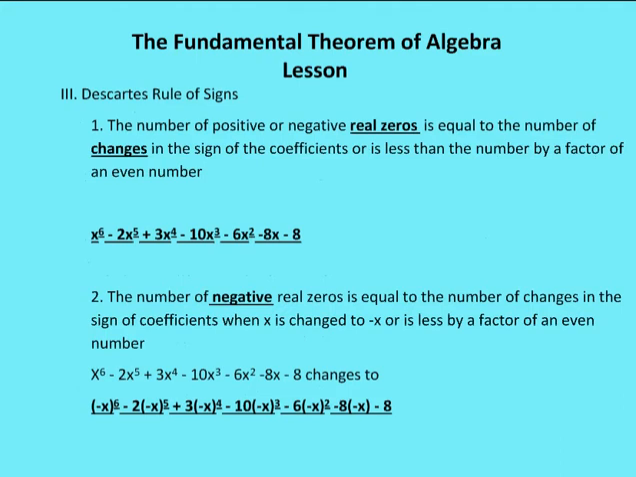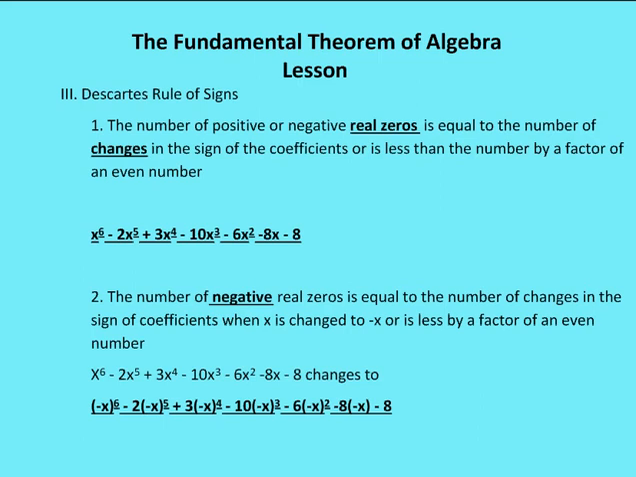All right, moving on. Descartes' rule of signs. And we're going to combine Descartes' rule of signs with the fundamental theorem of algebra to create a table in which we can determine the possible combinations of zeros, both real and imaginary. So Descartes' rule of signs has 2 pieces to it. The first is with respect to positive numbers or positive zeros, and the second is with respect to negative zeros.